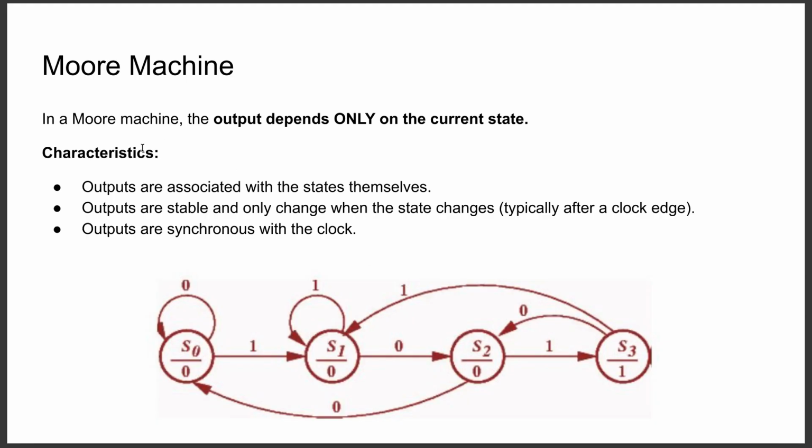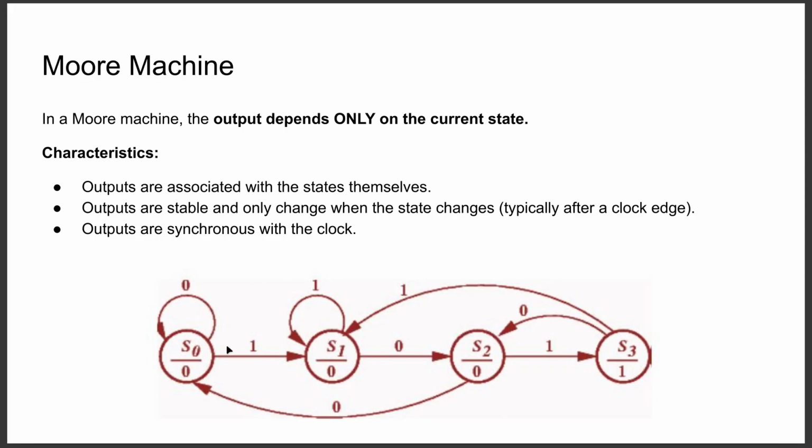A Moore machine. In a Moore machine, the output depends only on the current state. Characteristics: outputs are associated with the states themselves. Outputs are stable and only change when the state changes, typically after a clock edge. Outputs are synchronous with the clock.